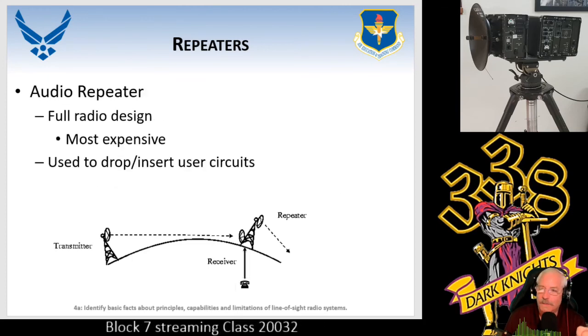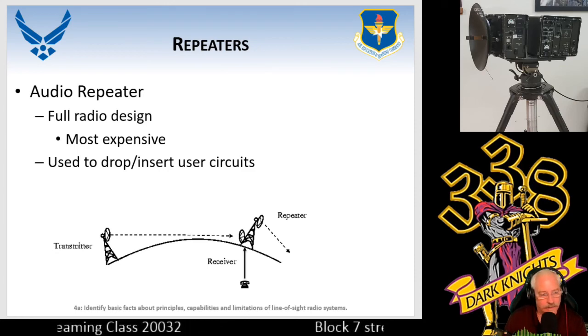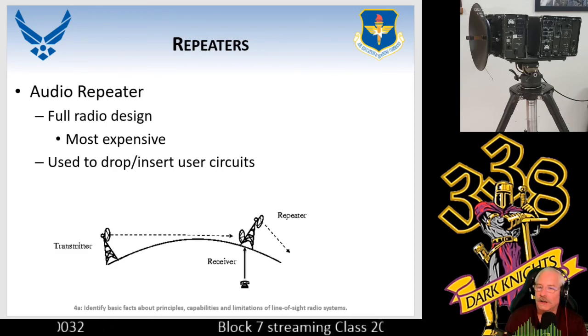Next up is the best repeater that's out there. And when they say audio, they are breaking it down into the user's information. Again, it does have the capability of dropping off information and reinserting information. But the problem with the audio repeater, because it's so good, it's expensive. And money talks when you need stuff like that.